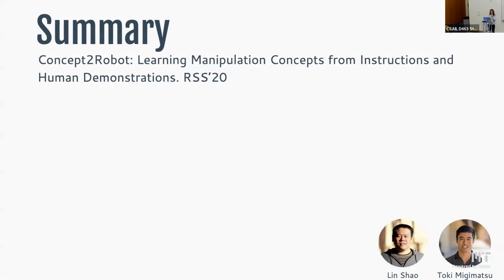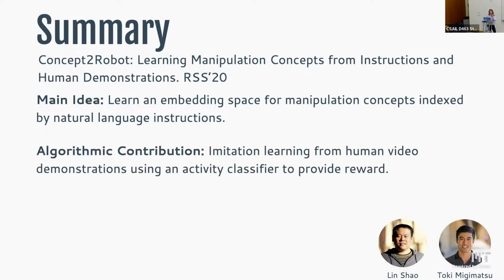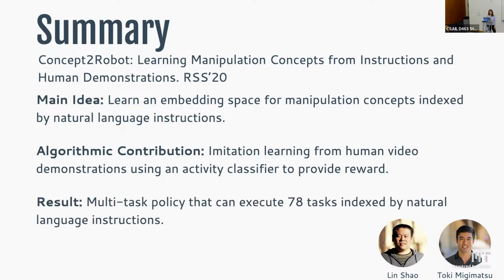Okay, so in this work that was called Concept of Robot, the main idea was to learn an embedding space for manipulation concepts that are indexed by natural language instructions. And the algorithmic contribution was this imitation learning framework from human video demonstration that used this activity classifier to provide reward to the method that actually learns the policy. And the result was this multitask policy that executes 78 different tasks indexed by natural language.